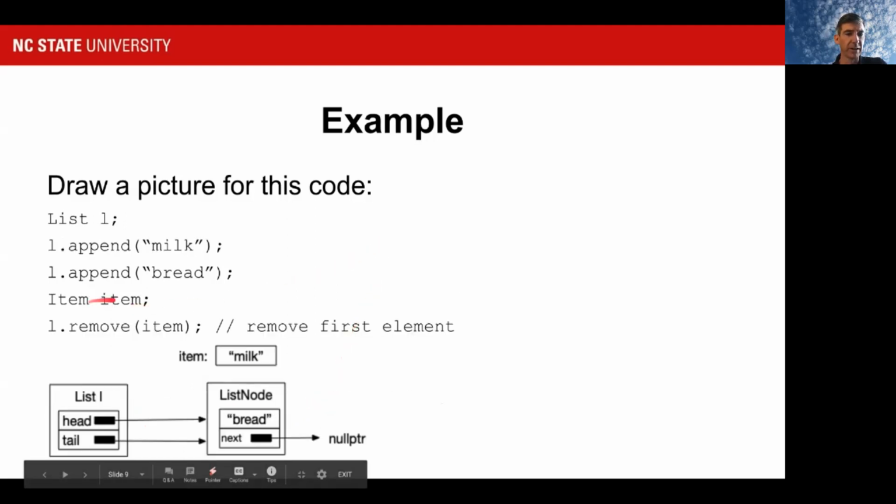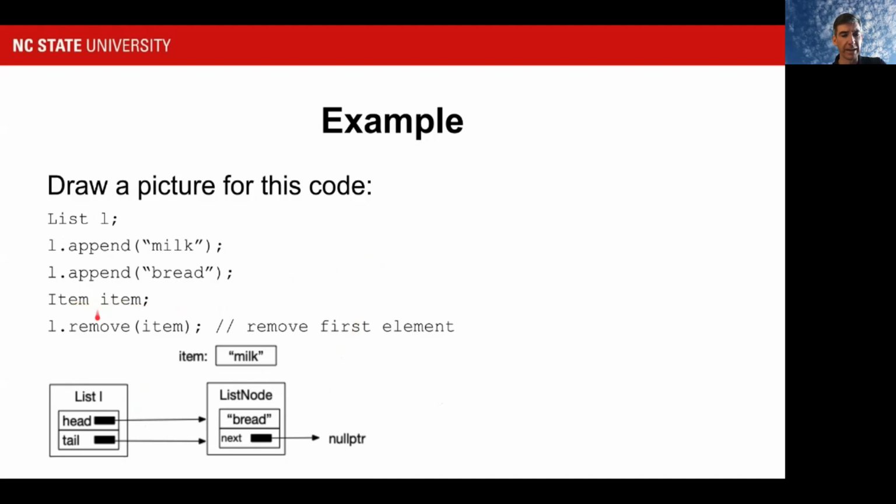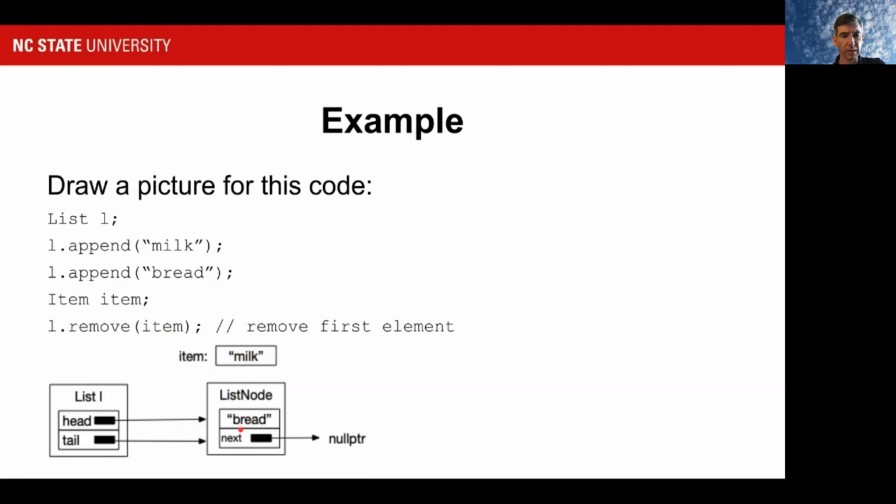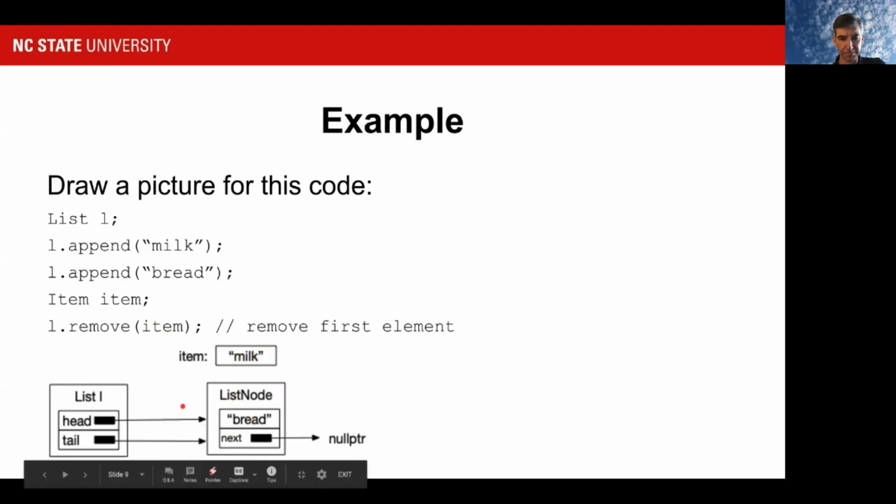Okay, and then let's say I add a little bit more code. I need to add this temporary variable item, and then I also call remove. Well, remove removes the first element of the list and stores a copy of it in item. And so now what I have is this other object item that's sitting out here in memory, and milk gets removed, and a copy of it is in item, but now bread's the only thing in the list, and so now head and tail are pointing to bread. And here I have head and tail pointer correct.